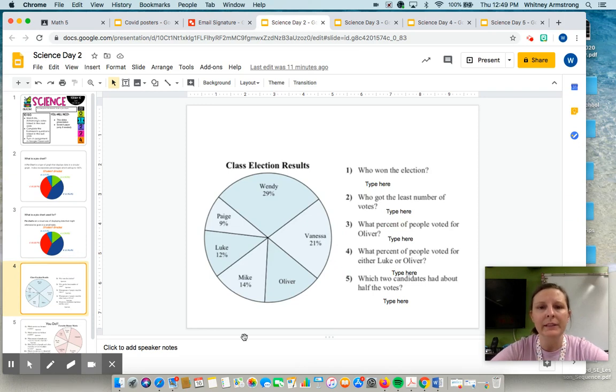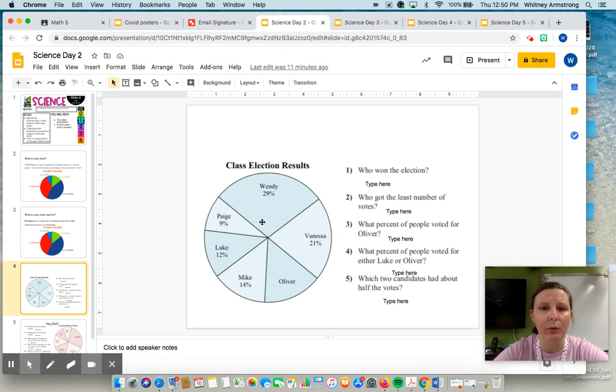So in this example, this pie chart gives you class election results, and then it gives you the names of the students who ran, and it gives you the percentages of the votes that they got. So what we're going to do is I'm going to do 1, 2, and 3, and then I'm going to give you a chance to do 4 and 5 on your own, and then we'll go over it together.